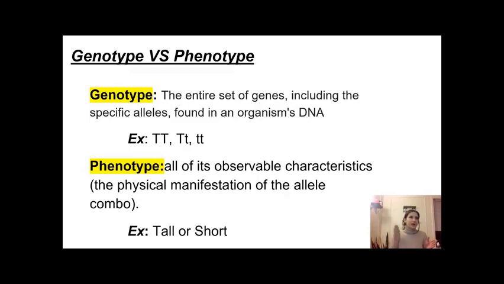Like we could say big G, little g is this, but at the end of the day, it's green. It's what we see with our eyes. So it's the observable characteristics, the physical manifestation of all the allele combinations that make it look like that. So an example would be tall or short. And you'll see that soon.